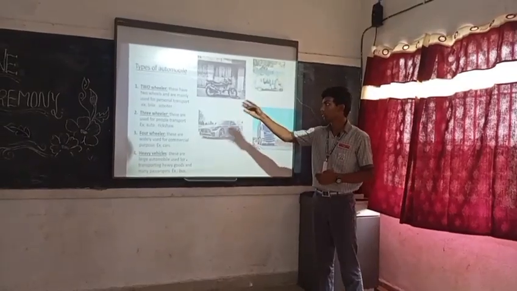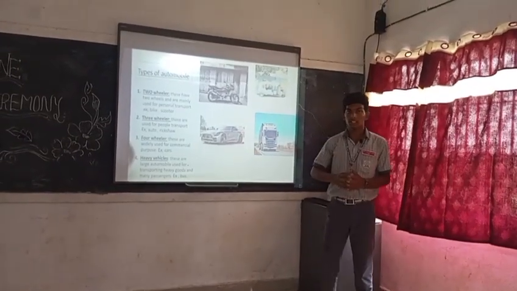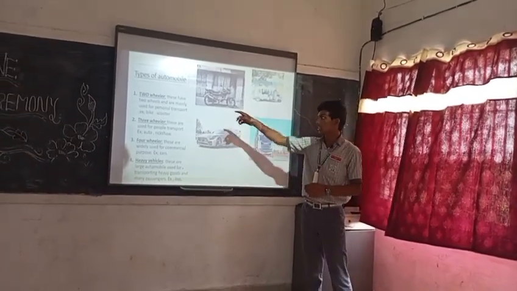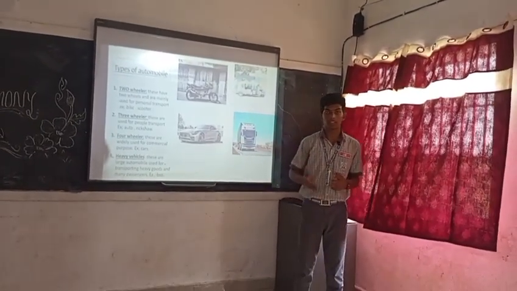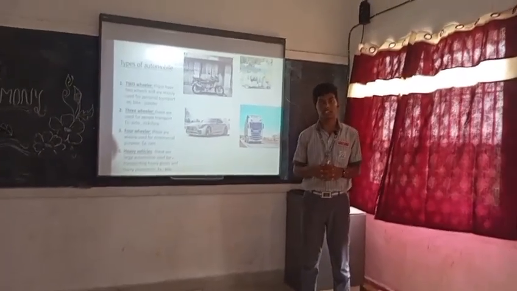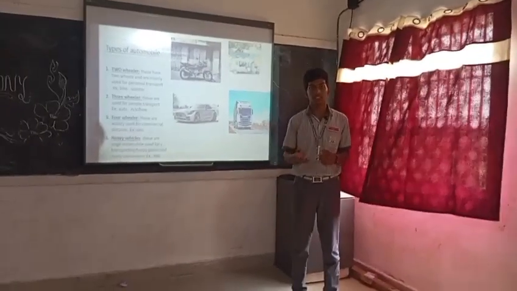Next, about the types of automobiles. Mainly there are four types. First is the two-wheeler. Two-wheelers are personal vehicles. For personal use, we use the two-wheeler for going to nearby distances.